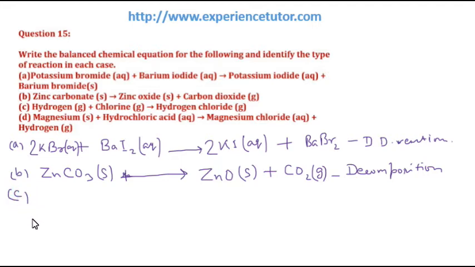The third one, hydrogen gas plus chlorine gas gives HCl gas. This is a combination reaction.